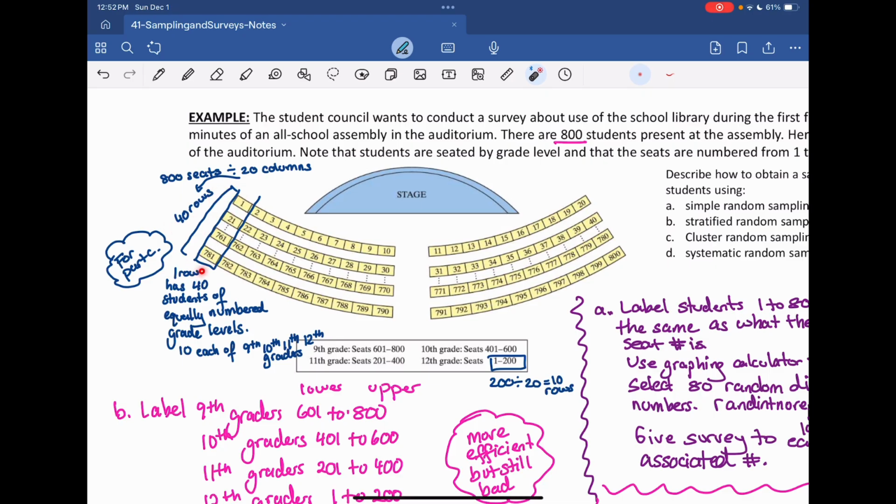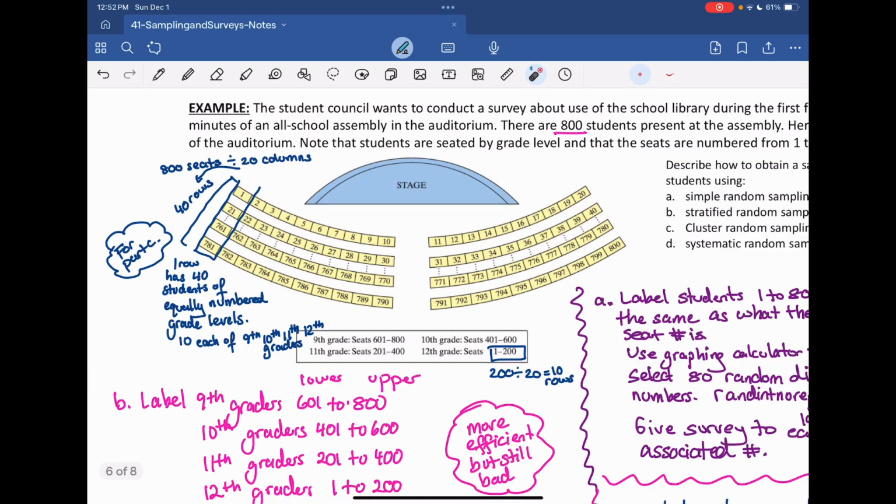If we pick one column, we get 40 students of equally numbered grade levels, so 10 of each. So in one column, there are 10 freshmen, 10 sophomores, 10 juniors, and 10 seniors. So that's good. That means it'll give me 40 kids, 10 of each grade level. And if I pick 2 columns, then I'm set. I have my 80 students.